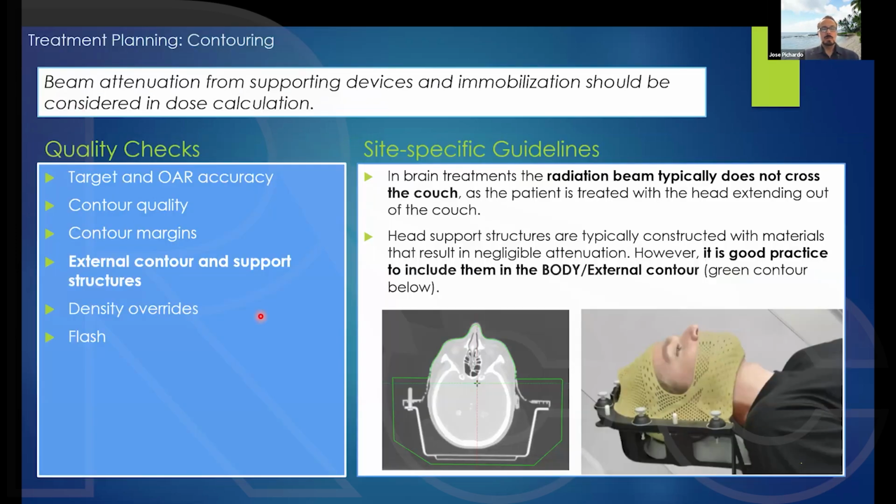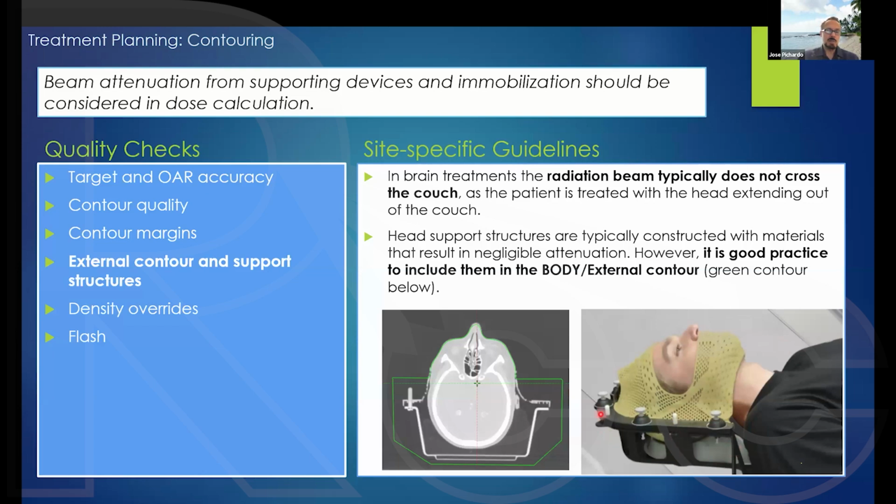All right. Now, regarding the external contour, which in Eclipse they call body, in Monaco they call external, and I think in Pinnacle they call it external as well. So that's the contour of the patient, right? When you're dealing with brain, typically you treat the patient like I show you in this photograph. So you have a head frame that extends out beyond the couch. The couch is over here supporting the patient's back. So you don't go through the couch, right? But you do go through all of this stuff.